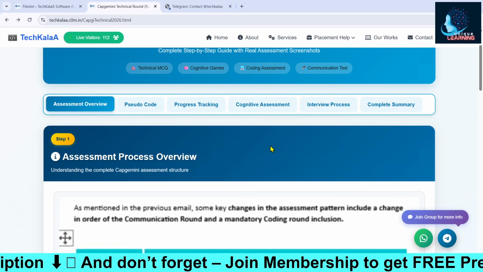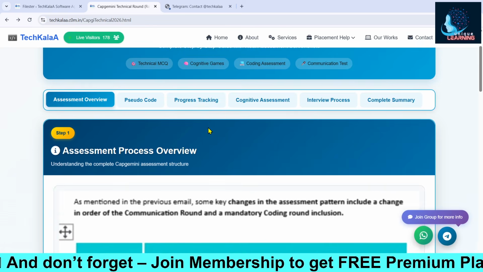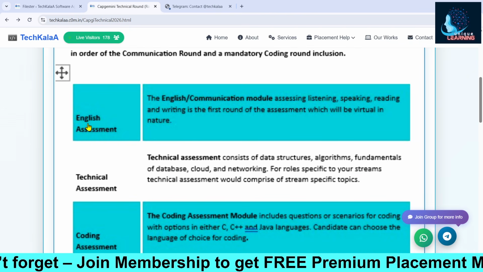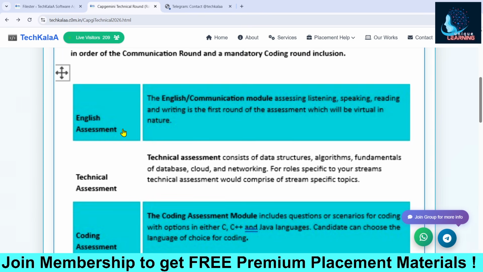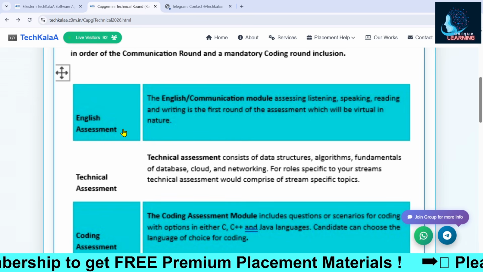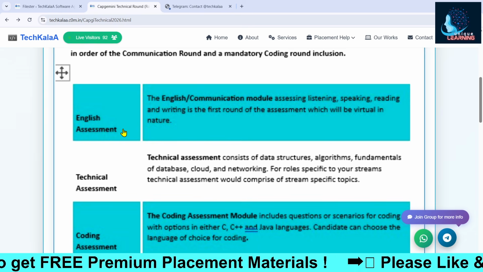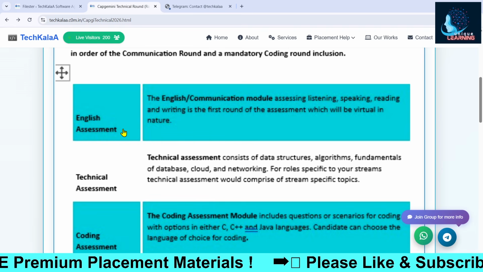So let's begin with the rounds. What are the sections of this round? As we know, the first round was the English assessment, that is the communication round, which is already done for lots of students. And if you are watching this for the first time, you can check out the other Capgemini related resources on our channel itself.